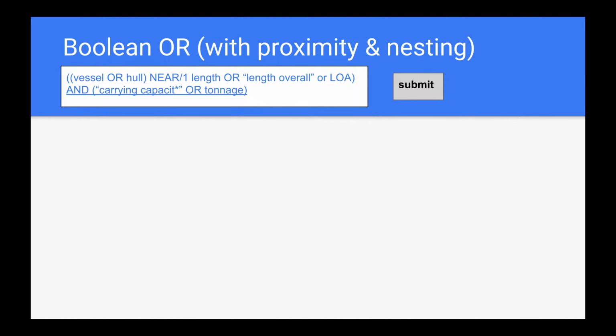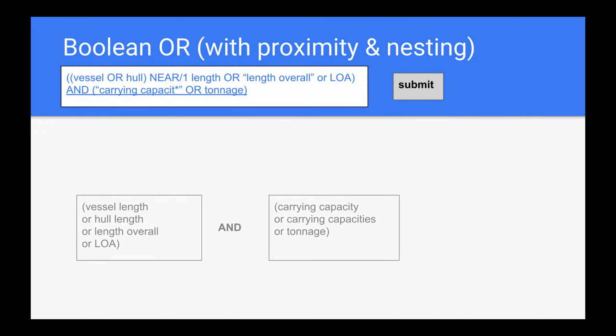Note, we have carrying capacity as a phrase delimited with quotation marks, and we are truncating a word so that we can get capacity or capacities following the word carrying. In the course of reviewing our relevant documents, we also learned that tonnage was a term often used for this concept. So what this search will yield are all documents containing vessel length or whole length or length overall or LOA and must contain carrying capacity or carrying capacities or tonnage.